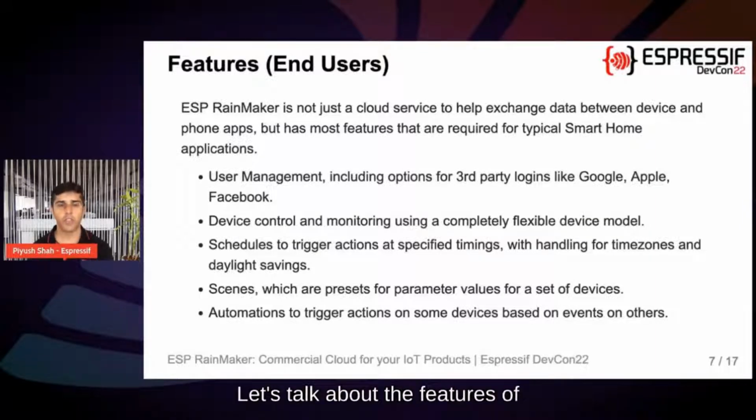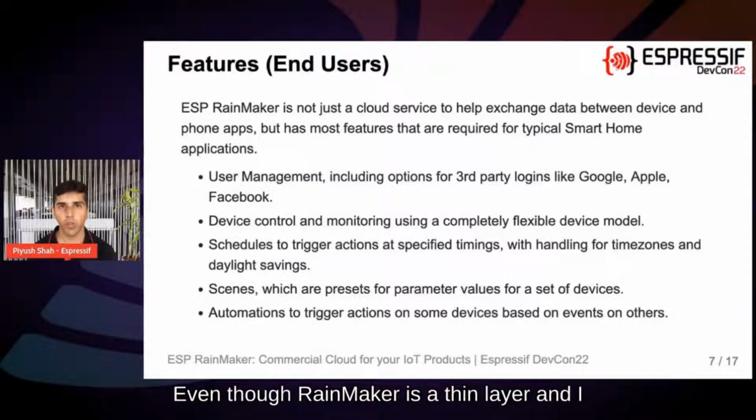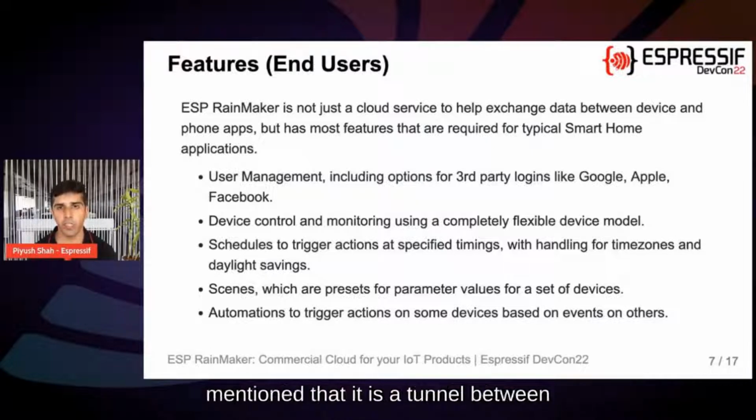Let's talk about the features of RainMaker. So RainMaker is not just a tunnel between the devices and the phone app, even though it is a thin layer. It is not a simple cloud which just sends the data from here to there. It has most functions which are required for a typical smart home application. So let's just run through the list.